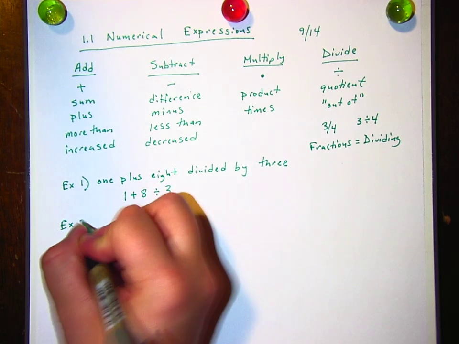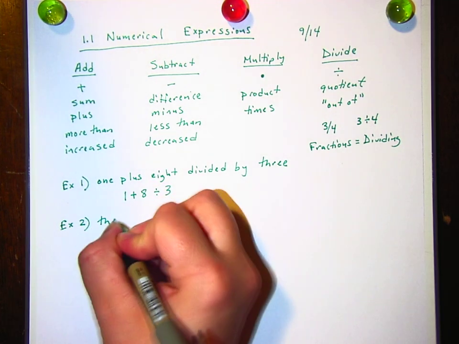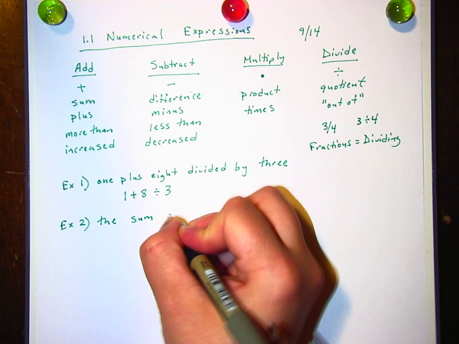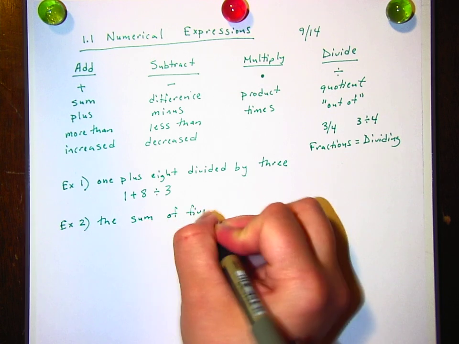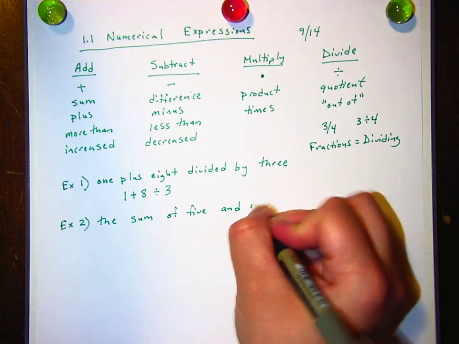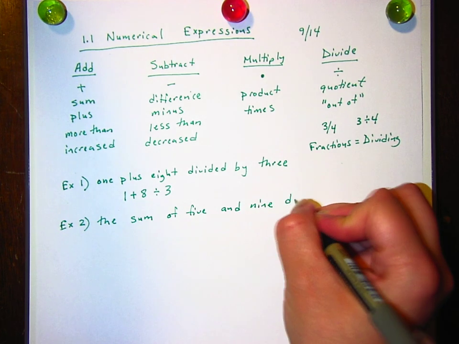Okay, but then they get a little harder. Like the sum of 5 and 9 divided by 2.